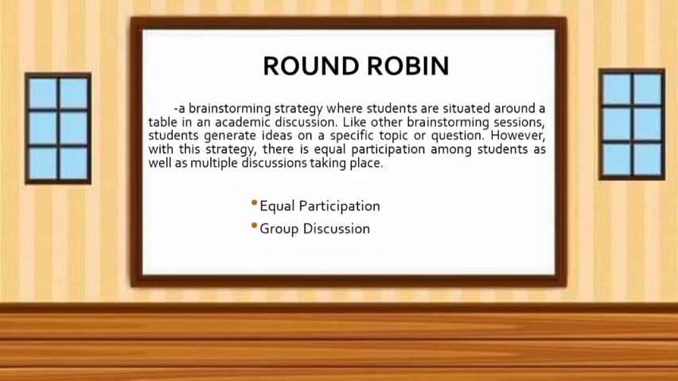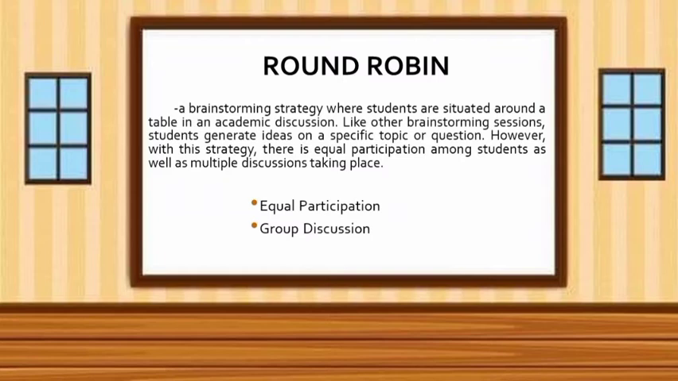Round robin. This is a brainstorming strategy where students are situated around the table in an academic discussion. Like other brainstorming sessions, students generate ideas on a specific topic or question. However, with this strategy, there is equal participation among students as well as multiple discussions taking place. When we talk about equal participation, this is the most effective thing about this strategy because each student within the group has an equal opportunity to participate in the discussion. One student leads the discussion, then each student takes their turn voicing their opinion on the topic.